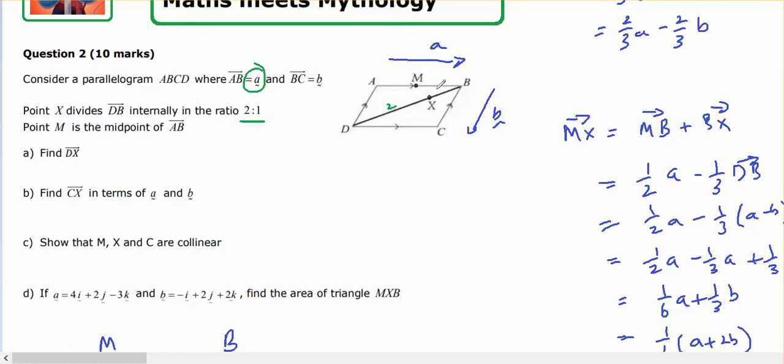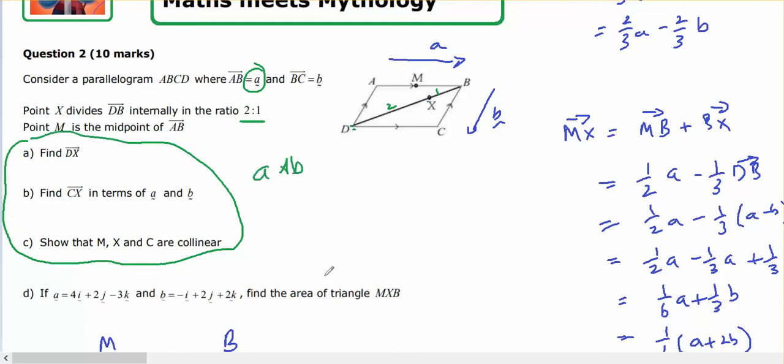If that's 2 and that's 1, therefore we have thirds, and D to X is 2/3 of D to B, and that's a midpoint. Okay, so in A, B, and C, I'll have things in terms of A and B. Then I'm told what A and B are, so I can use the actual vectors.